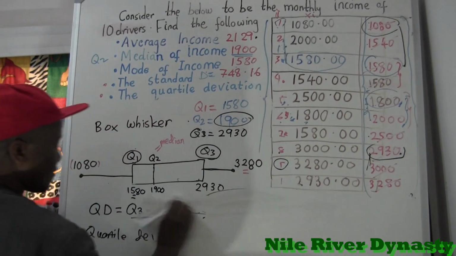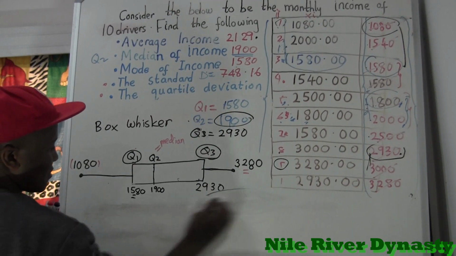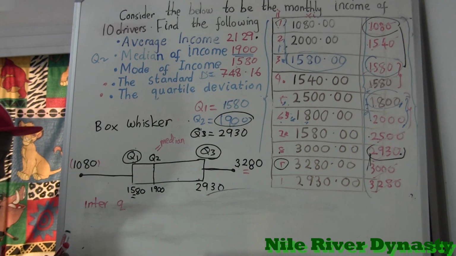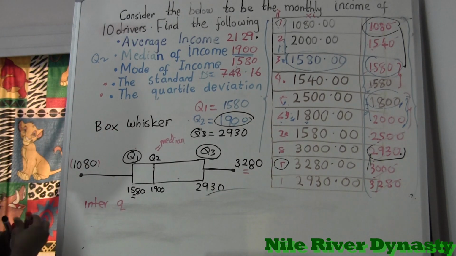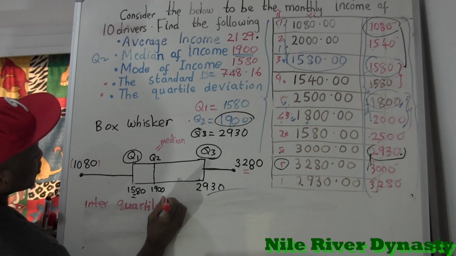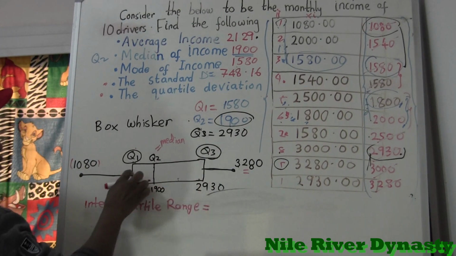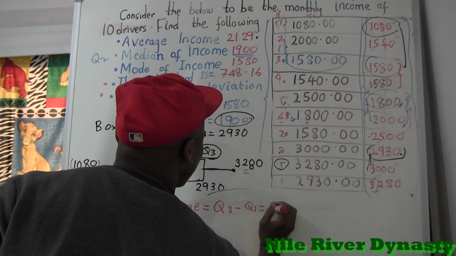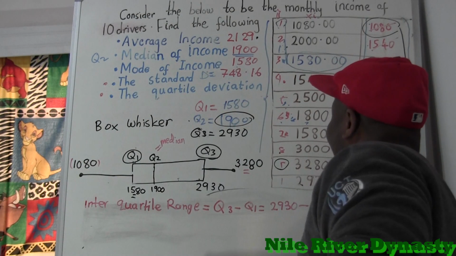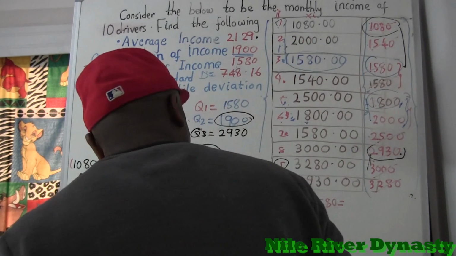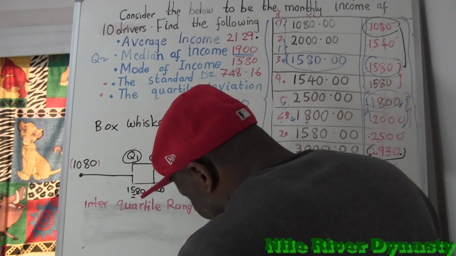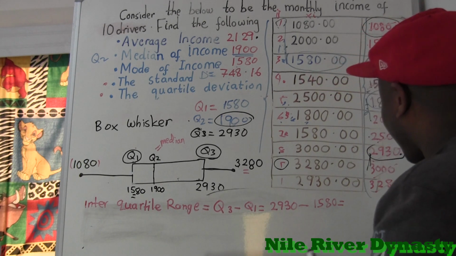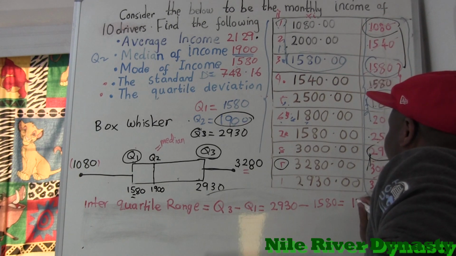Now, sometimes they're going to ask stuff like this. What is the interquartile range? Interquartile range means take quartile 3 minus quartile 1. It's 2930 minus 1580. Plug it in the calculator, and this is going to give 1350. So the interquartile range is 1350.